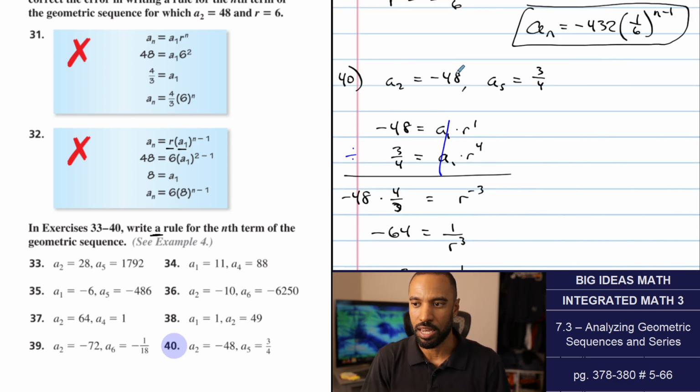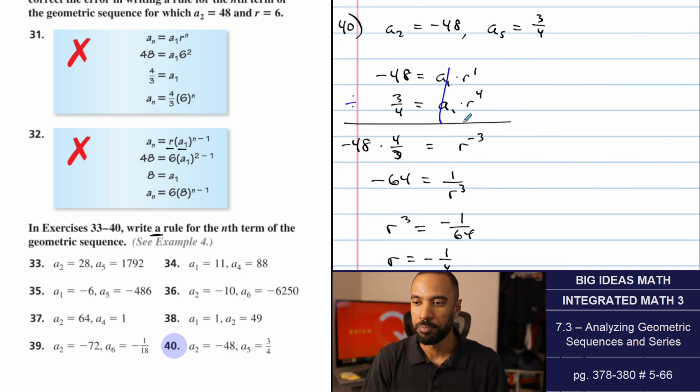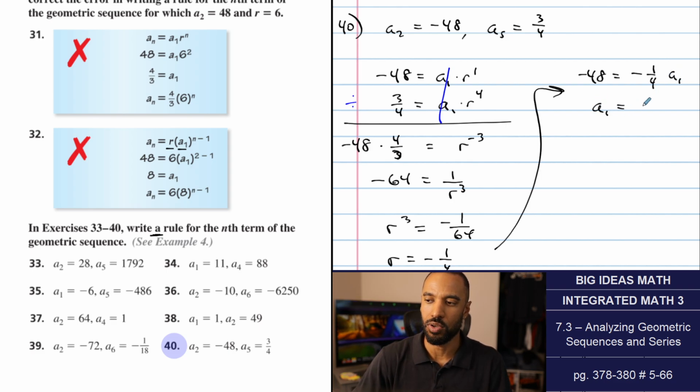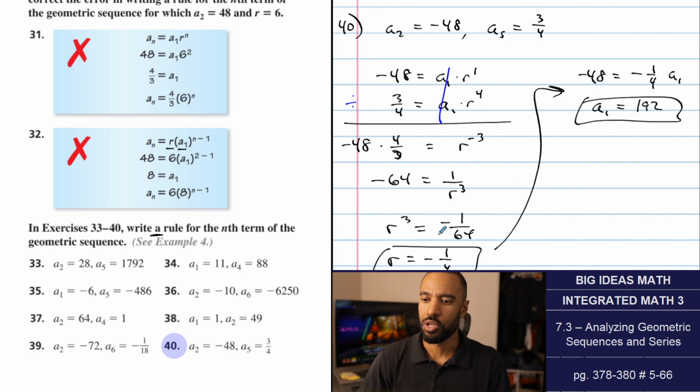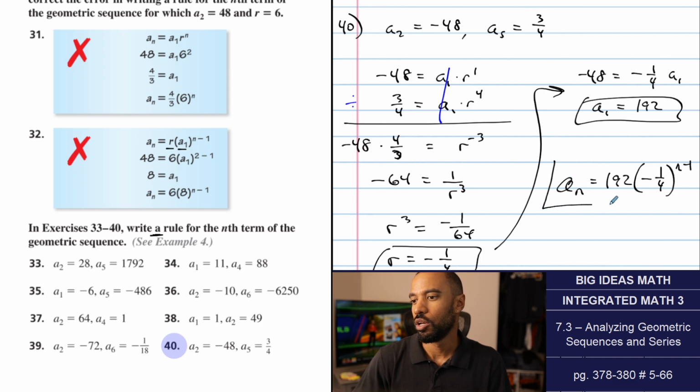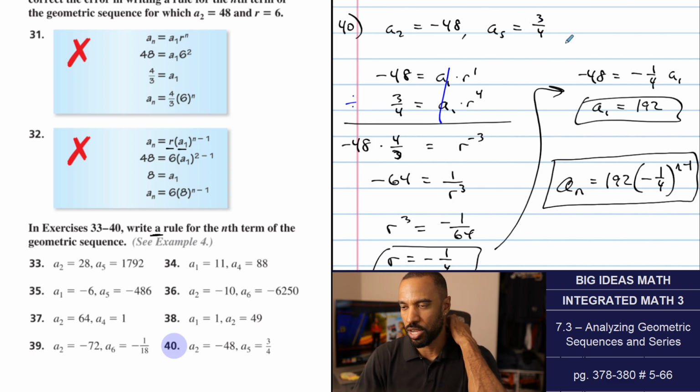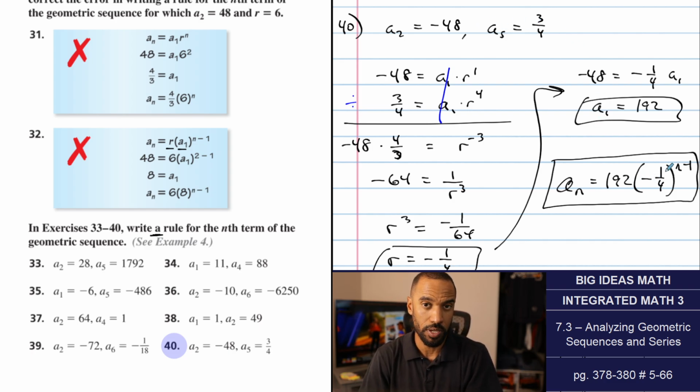It makes sense that the numbers are getting smaller. It makes sense that the signs are alternating. So your first term, you can take negative 48 equals negative 1/4 times a sub 1. Multiply both sides by negative 4. You get a sub 1 is positive 192. Hope that's right. So your equation, it's just one equation. A sub n is 192 times negative 1/4 to the n minus 1 power. Notice that the signs are alternating, and we go from an even term to an odd term, changing signs. So there's only one version of this answer we can do on that one.